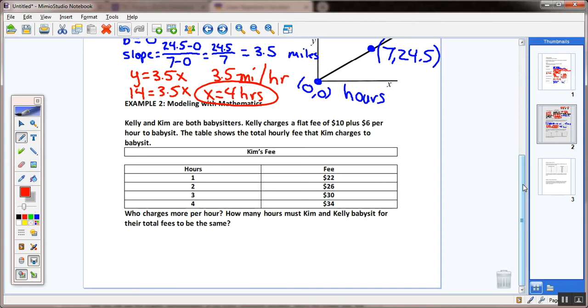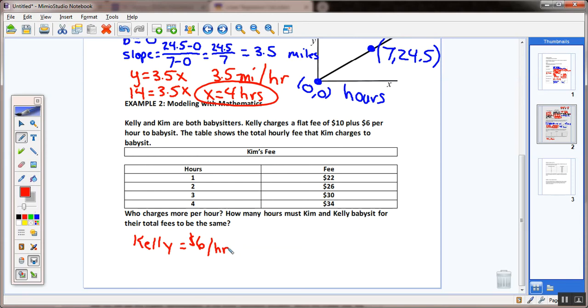Hour. The table shows a total hourly fee for Kim. It says, who charges more per hour? Okay, how much is Kelly charging per hour? Kelly charges $6 per hour. That's like comparing an hourly value to a dollar value. That's like comparing a rise and run.